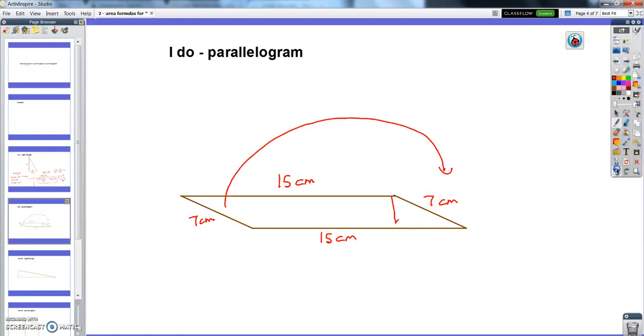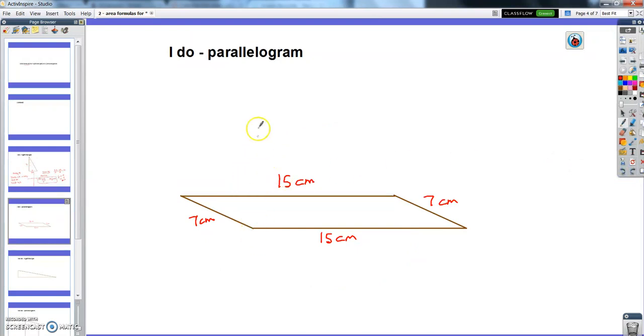And what we end up needing to know is how tall this parallelogram is. This doesn't tell us how tall it is. You wouldn't measure anything at an angle. We would need to know like this. How long is that? How tall is it from the base straight up to the top of the figure? Let's just say that's 3 centimeters.